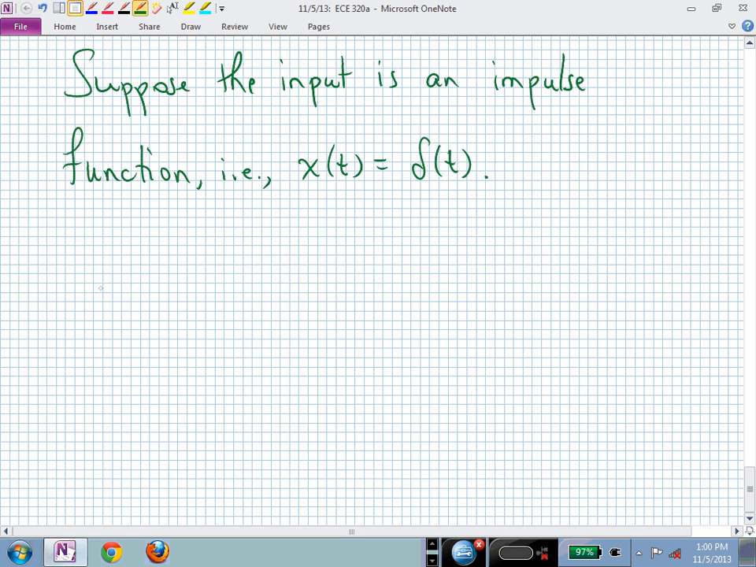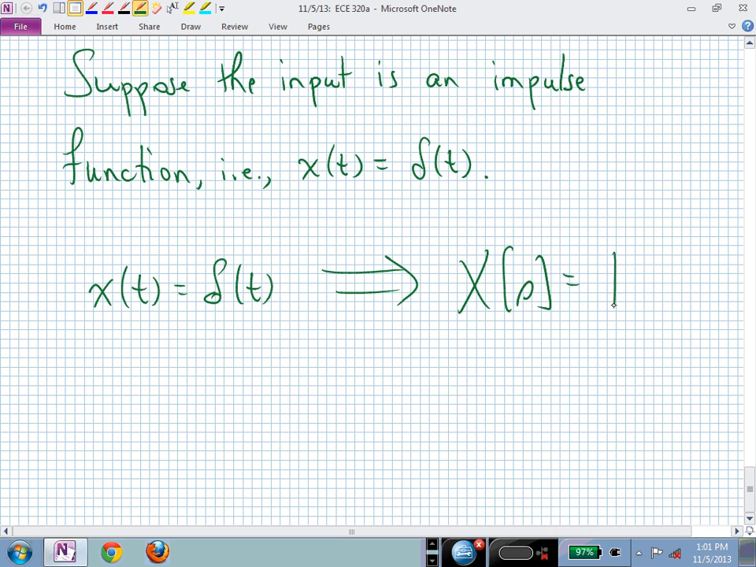Now, if x of t, if our input is an impulse, what's the Laplace transform of an impulse? And if you forget, just think of pie, right? Or baking or sifting. What happens with that impulse when you apply the definition of the Laplace transform?